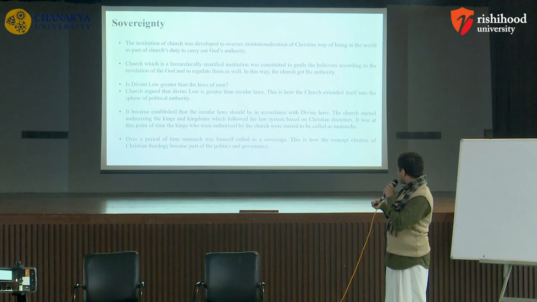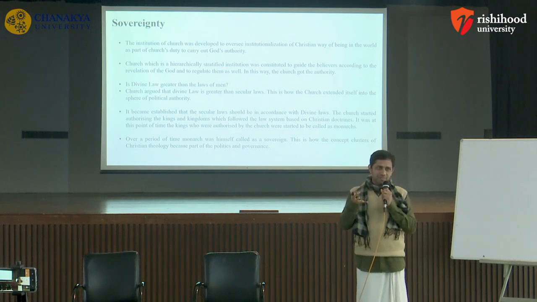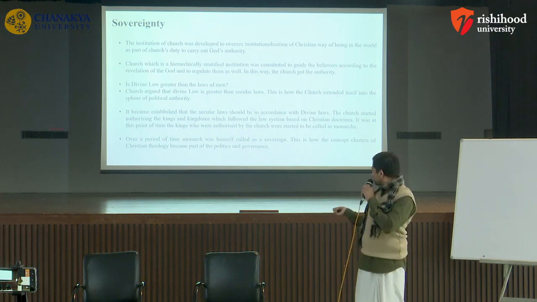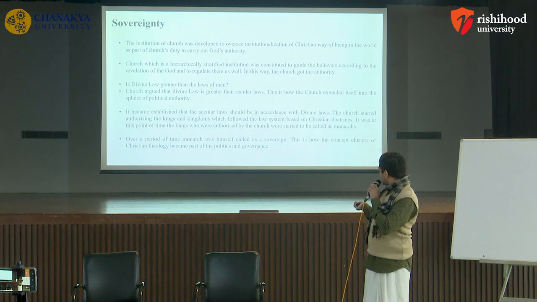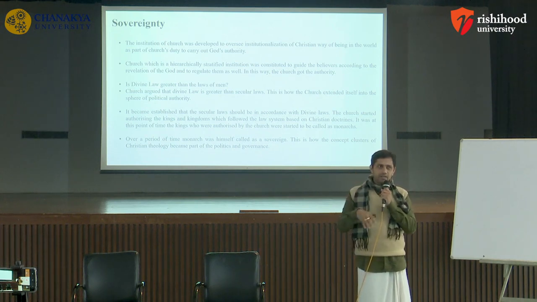So it became established that secular laws should be in accordance with divine laws. The church started authorizing the kings and kingdoms which followed the law system based on Christian doctrines. It was at this point that the kings who were authorized by the church started to be called monarchs. Monarchs are those who are authorized by the church to rule. So we can say they are supreme authorities because they got authority from the church to rule these people. Over a period of time, the monarch himself was called a sovereign. This is how the concept clusters of Christian theology became part of politics and governance. So it started with Christian theology, and later it evolved and even covered the domain of politics.